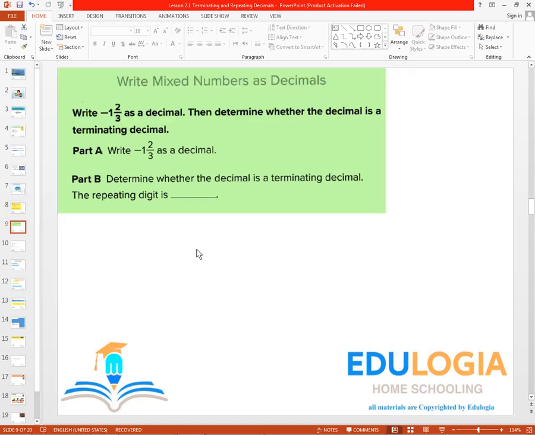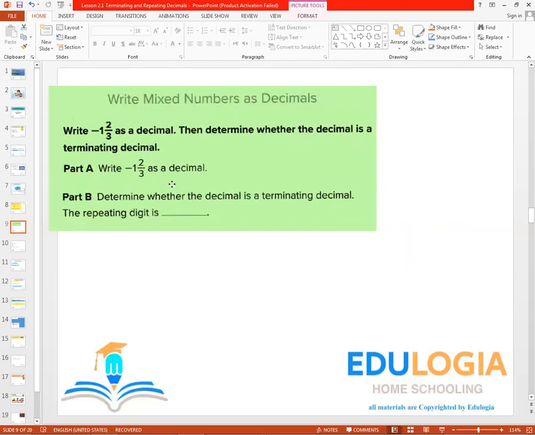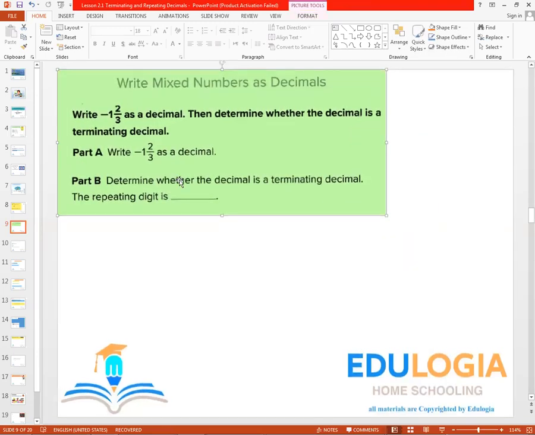Write mixed numbers, please read. Write negative 1 and 2 over 3 as a decimal. Then determine whether the decimal is a terminating decimal. Okay, we need to solve this too. Can you do it? You're solving now, right? Yes, mister, just 1 minute. Okay, take your time.